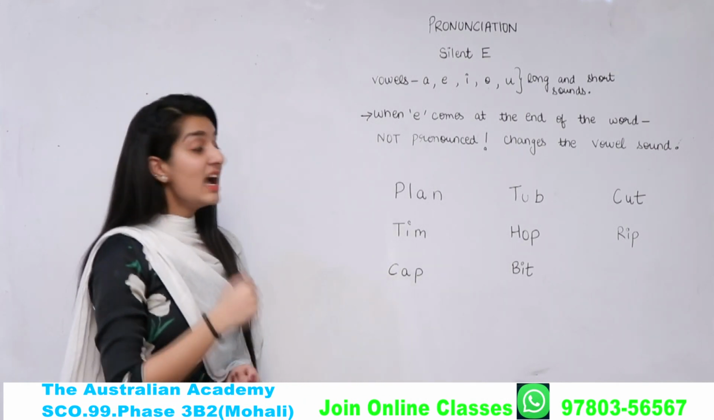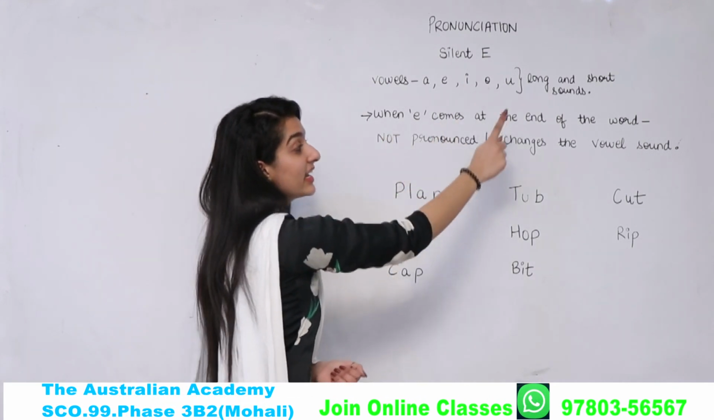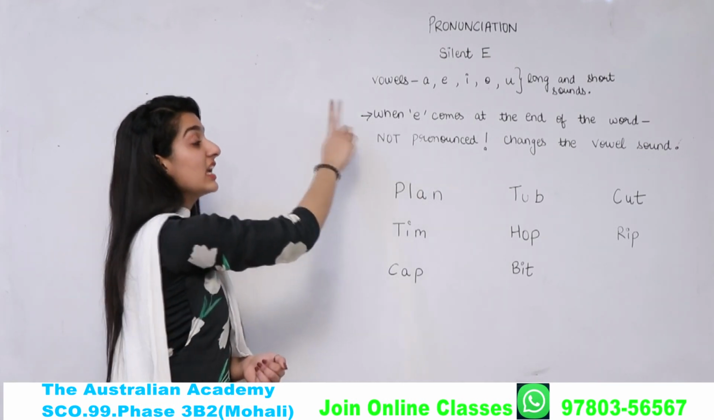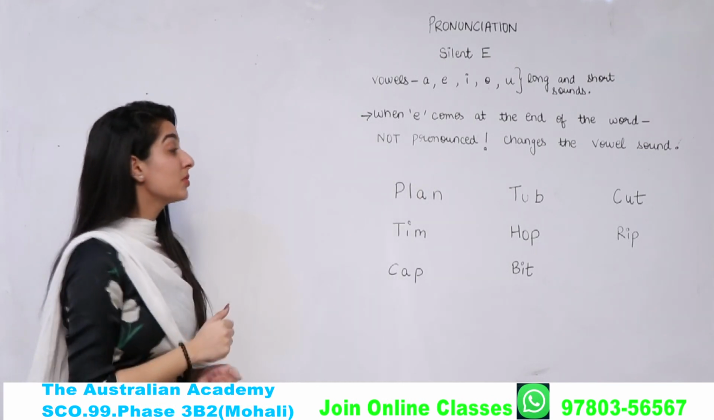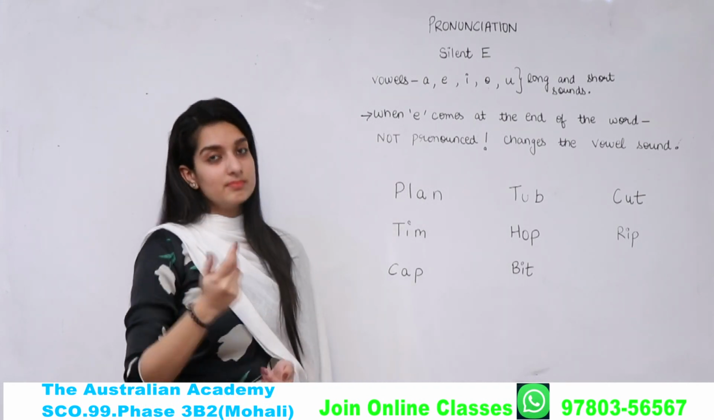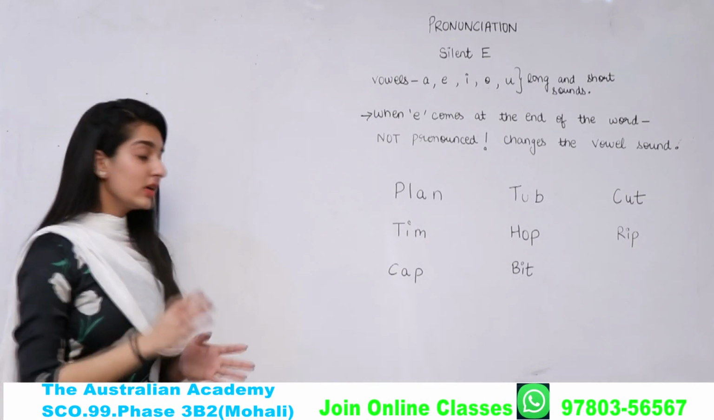And when does this happen? Specifically when E comes at the end of the word. In such cases, the alphabets that are before E are going to be pronounced in a longer form and E is not going to be pronounced, making it silent and changing the vowel sound. Let's look at some of the words.